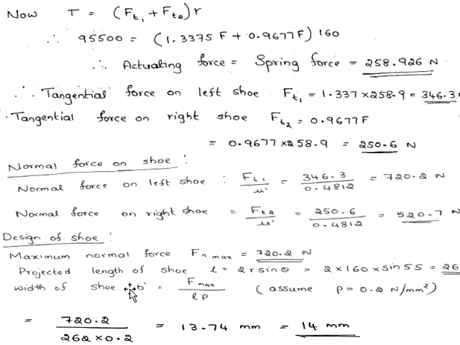After that find out width of the shoe. Even this equation is not available in data book. Equation is Fn maximum divided by L into P. So here maximum Fn is, I am having two Fn, 720 and 520. Here 720 is maximum value. So in this equation we have to substitute 720.2 mm, L 262 and P is not given in question. Therefore assume P is equal to 0.2 Newton per mm square. So width of the shoe you will get answer 13.74 mm. You can round it off to 14 mm.